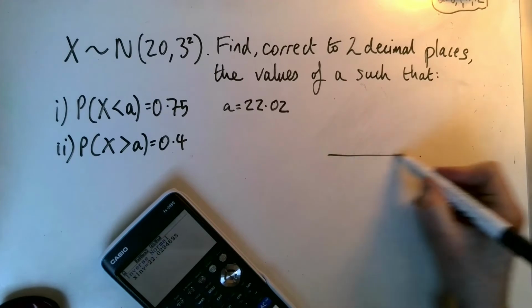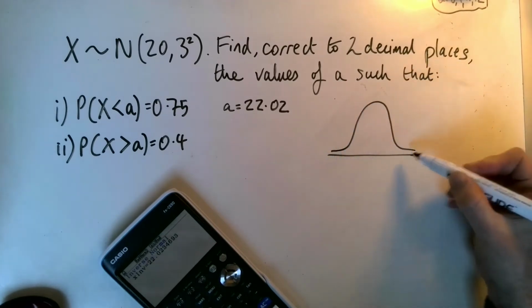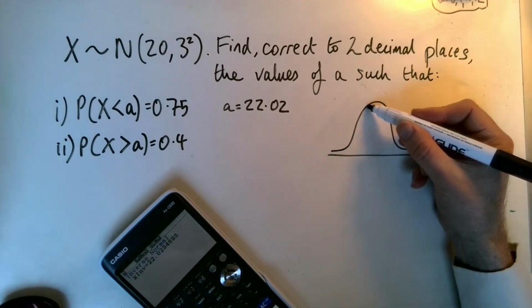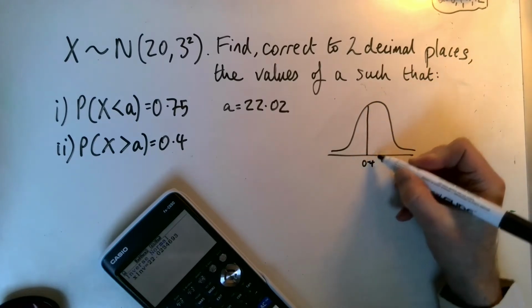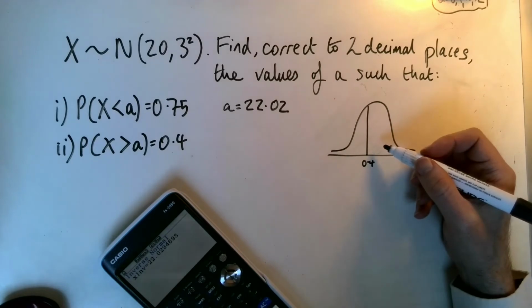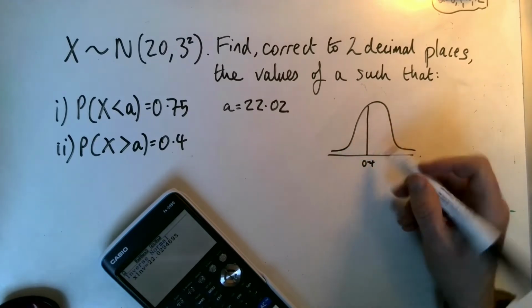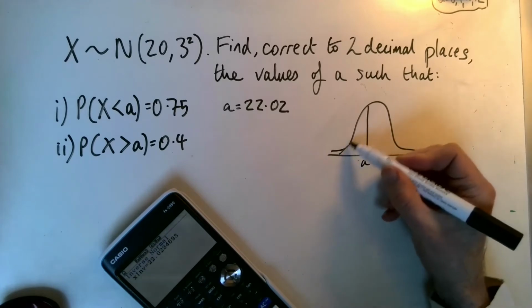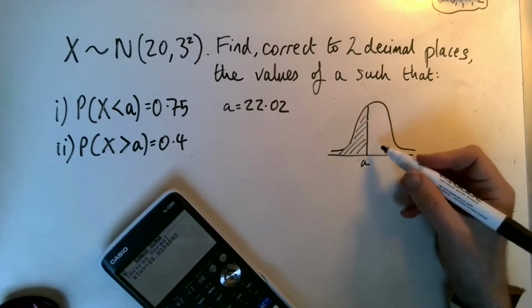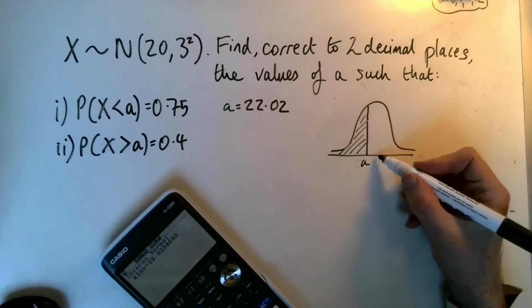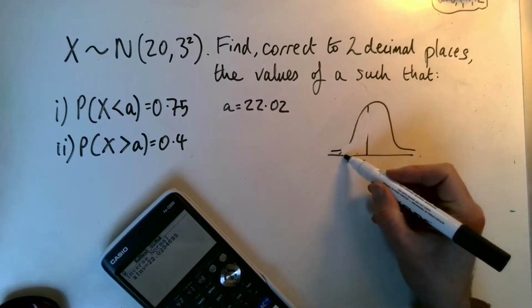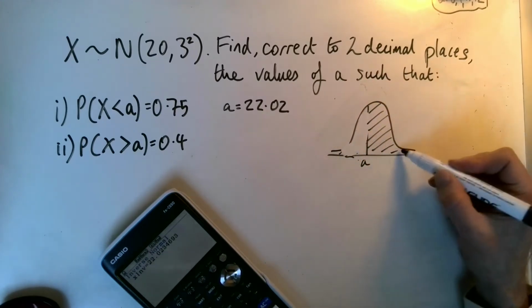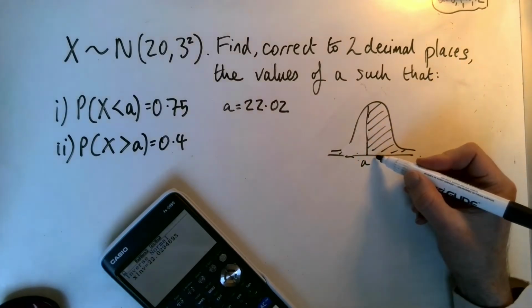Let's start again. We've got 0.4 is the chance of A, but we want the probability that it's bigger than it. So if the A is there, why have I shaded that in? Because what we want is this, isn't it? What's the area of that?